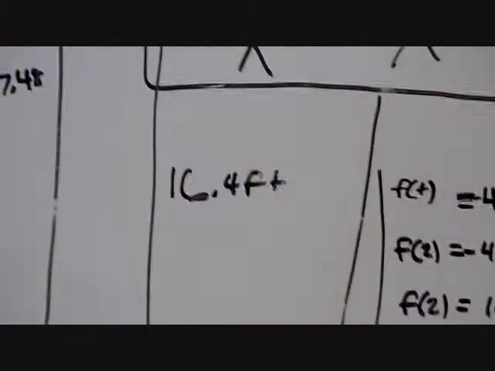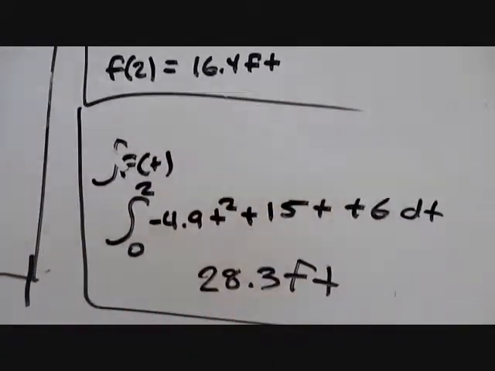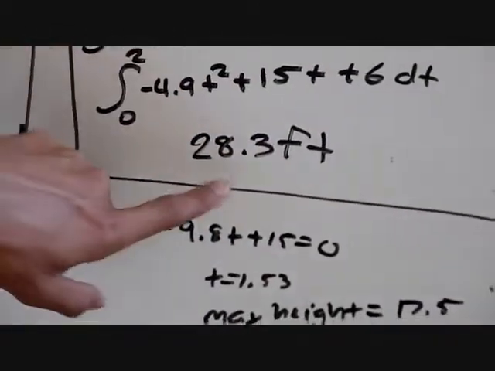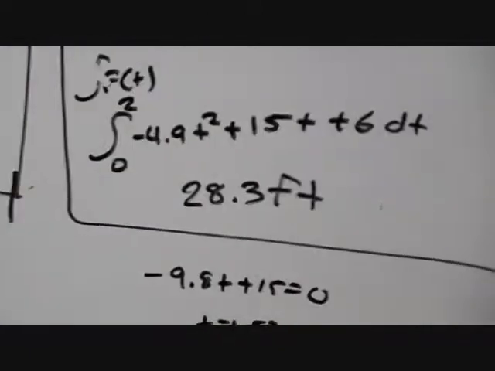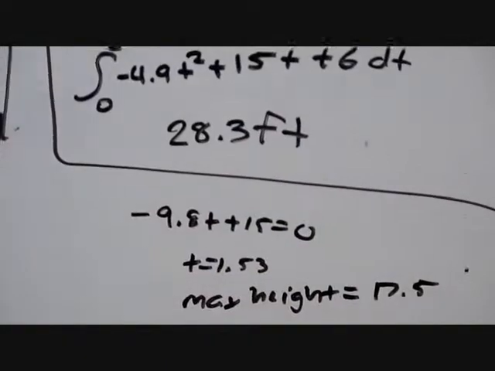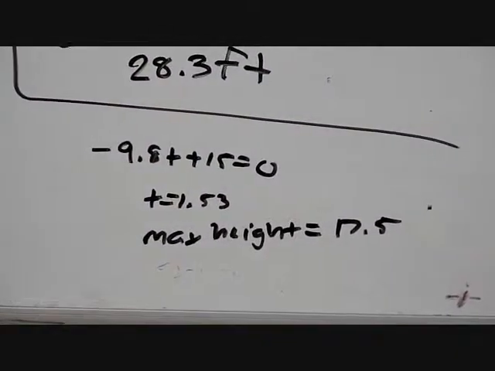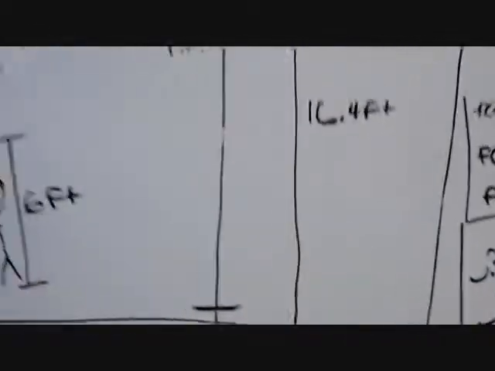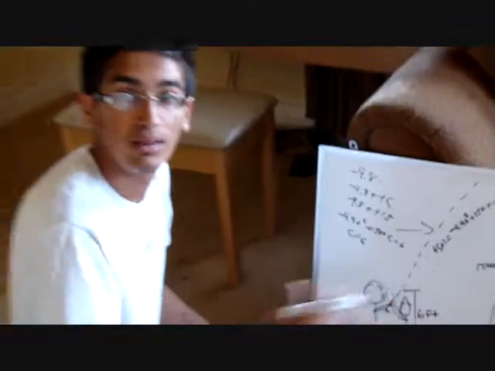Then I found the actual area of this whole thing, and this length, by integrating from 0 to 2 negative 4.9t squared plus 15t plus 6 dt. And I found that integration to be 28.3 feet. That's total distance traveled. Then I found the max height of the bullet by finding the derivative of this equation, which turned out to be negative 9.8t plus 15. To find the critical value, I set it equal to 0, and the t is 1.53 seconds. Max height at that point, if you plug it into this equation, is 17.5. And that's how I found out how Pseudopath got shot, right in the big head of his, big dome, grande.